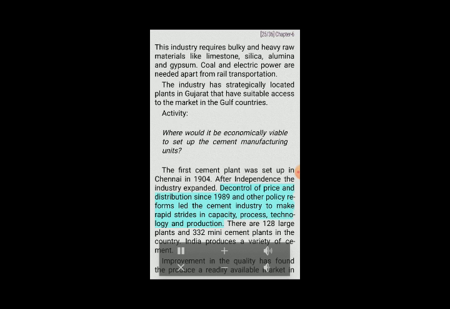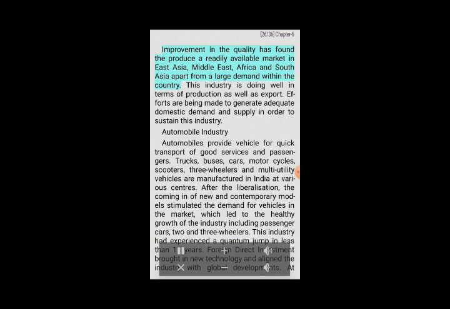The control of price and distribution since 1989 and other policy reforms led the cement industry to make rapid strides in capacity, process, technology and production. There are 128 large plants and 332 mini cement plants in the country. India produces a variety of cement.